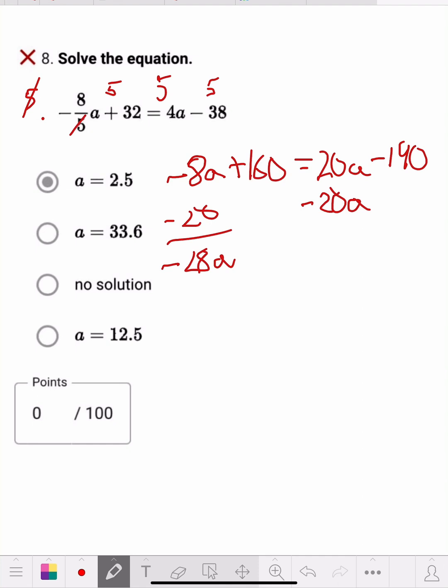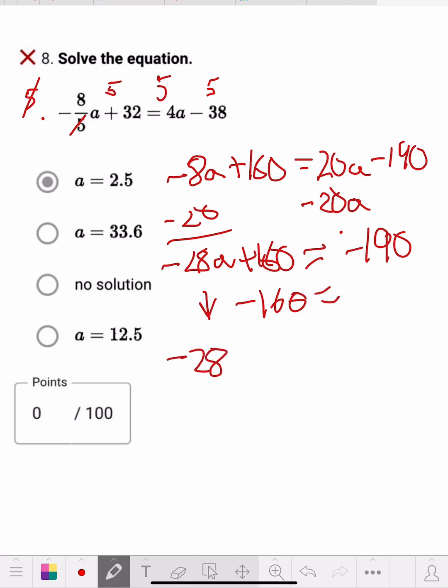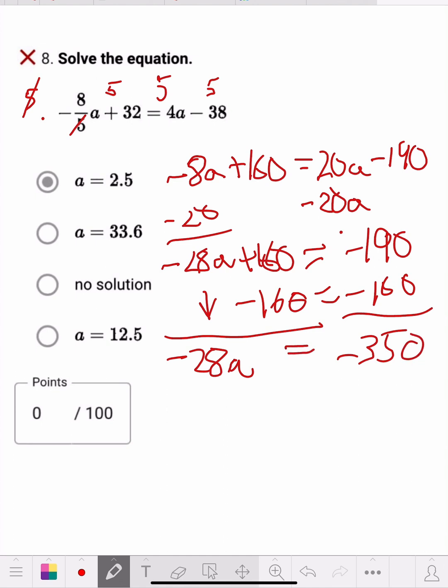Now, plus 160 equals negative 190. Let's subtract 160 from both sides. These carry down, so we get a negative 28a. Now we got 160 over here. That's negative 350. Now we divide by a negative 28.